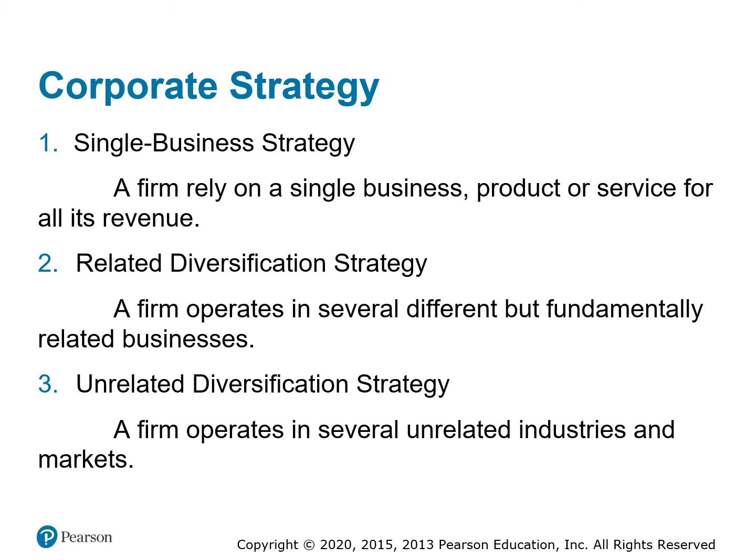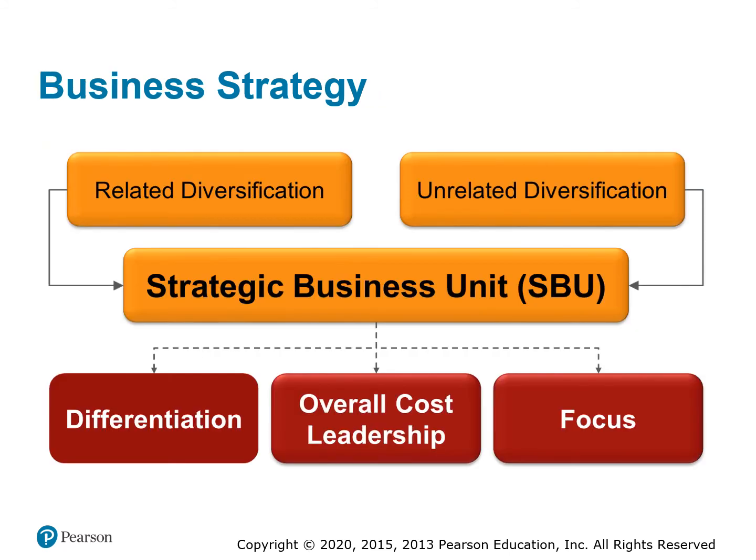When a firm operates in several unrelated industries and markets, that's unrelated diversification strategy. For example, a firm that produces shoes enters the business of clothing manufacturing. This chart shows the different aspects of the business strategy.